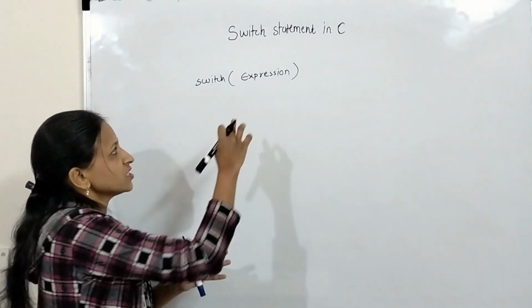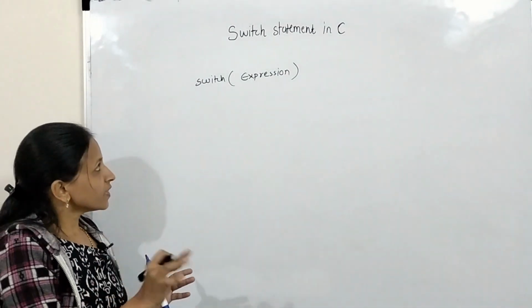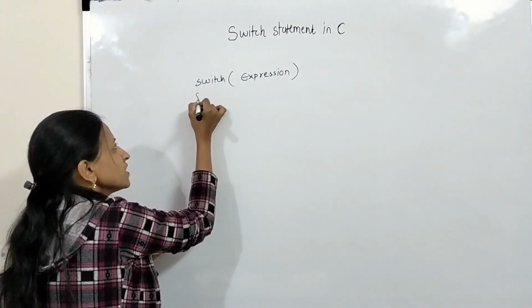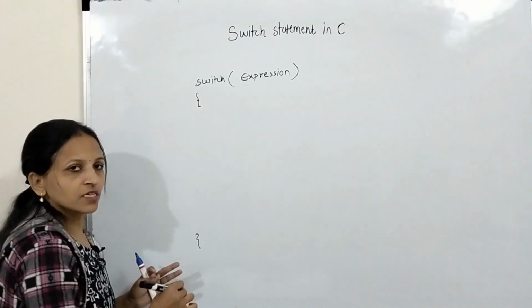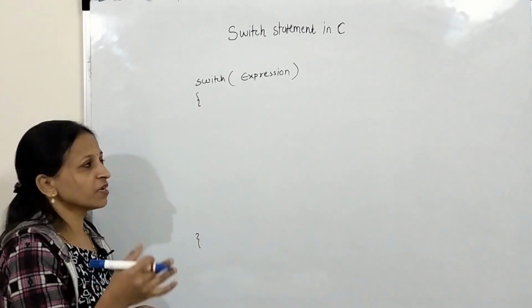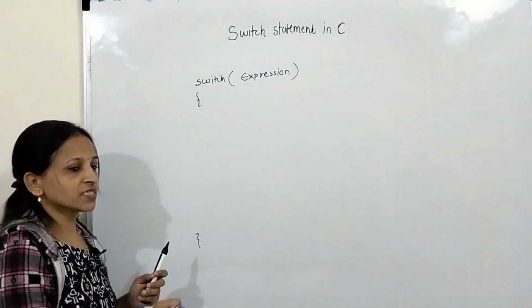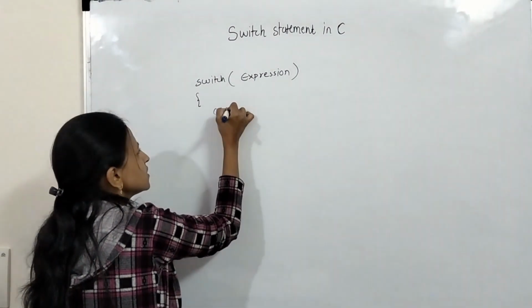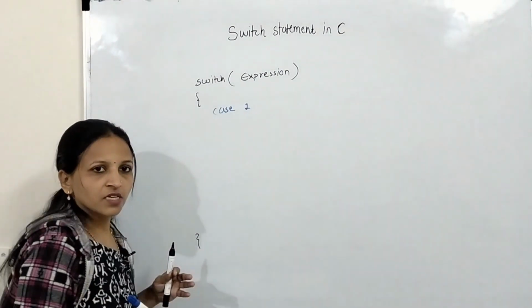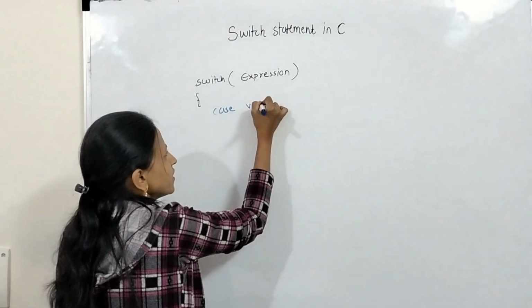Okay, it should result to any integer value or character value. Then here just place brace to represent block, and any number of cases you can put. Means whatever possible values of this that we can put with the help of cases here, like case 1 in this way. Okay, here you have to give value 1, any value.